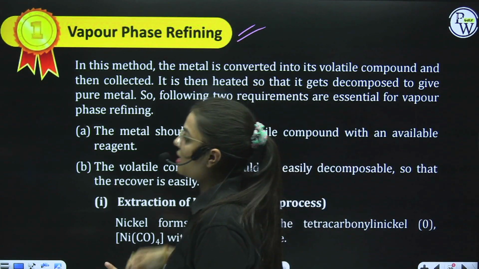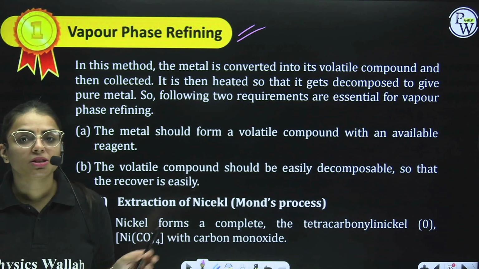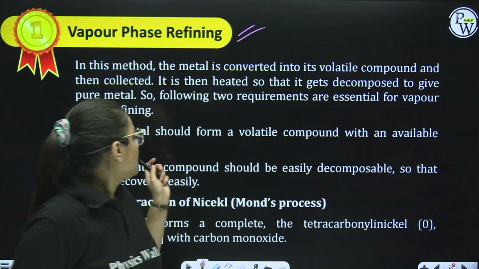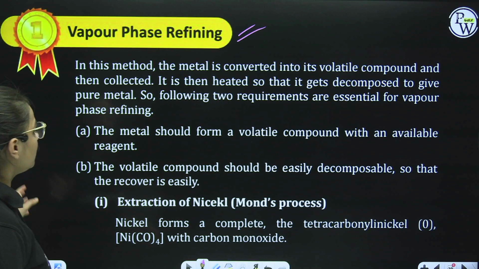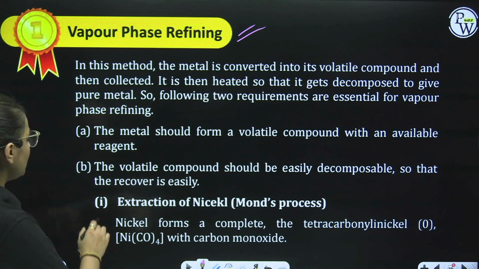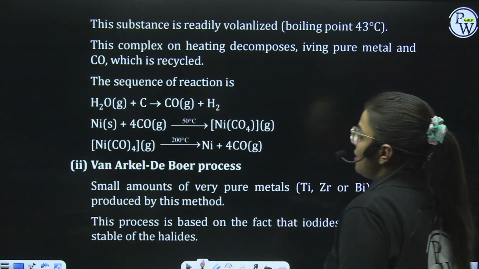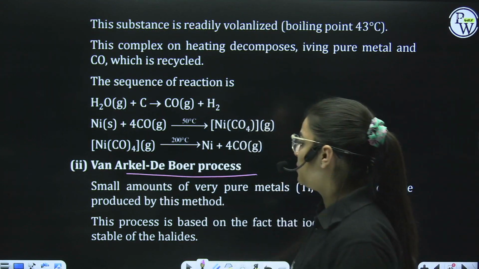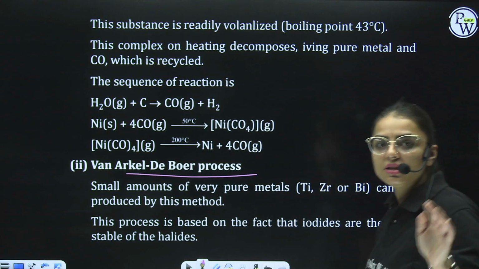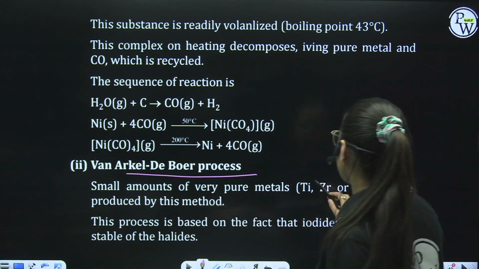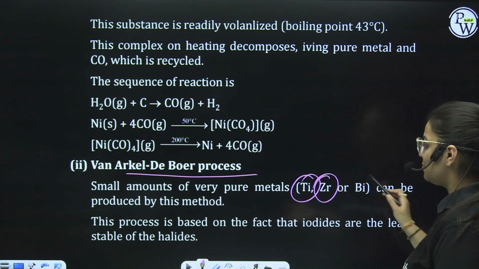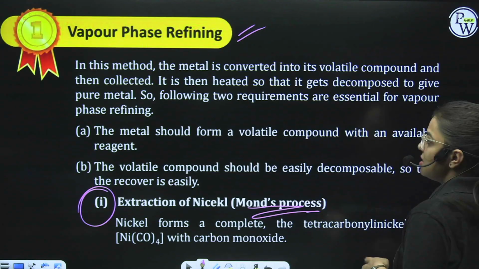Now comes the last one, that is the vapor phase refining method. In vapor phase refining method, basically there are different methods. The very first is extraction of nickel by Mond's process. The names are asked generally, students. Next is the van Arkel de Boer method. Okay, so these are the various methods that are generally used. This is used for titanium, zirconium, hafnium, bismuth. So let's read about it.